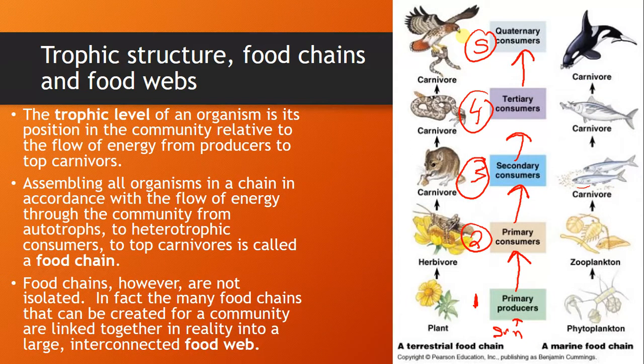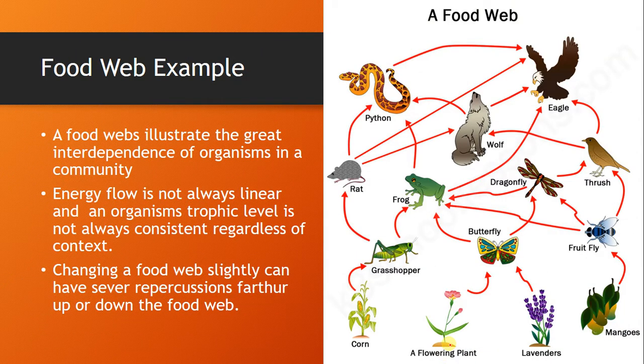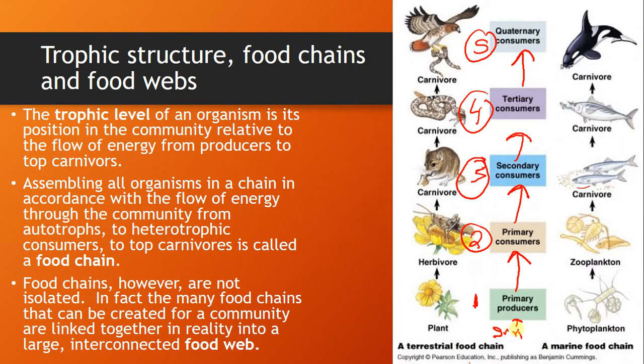And so we can follow the flow of energy through the community from the sun to trophic level 1 all the way to top carnivore. When we organize the species in a community like this, illustrating our flow of energy from sun to the top of the food chain, we call this a food chain.